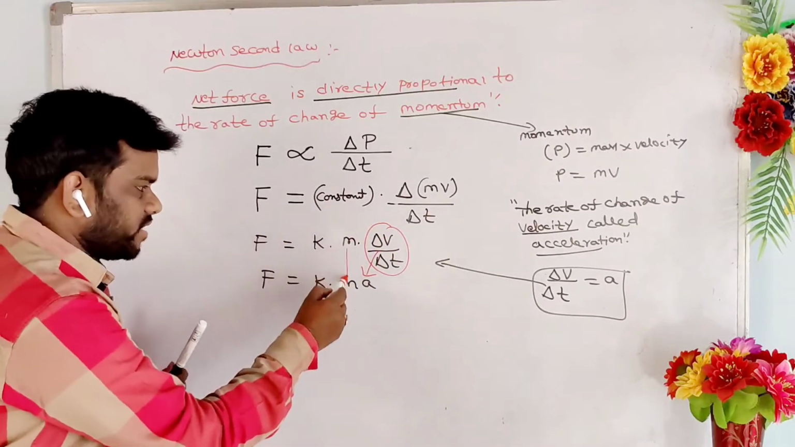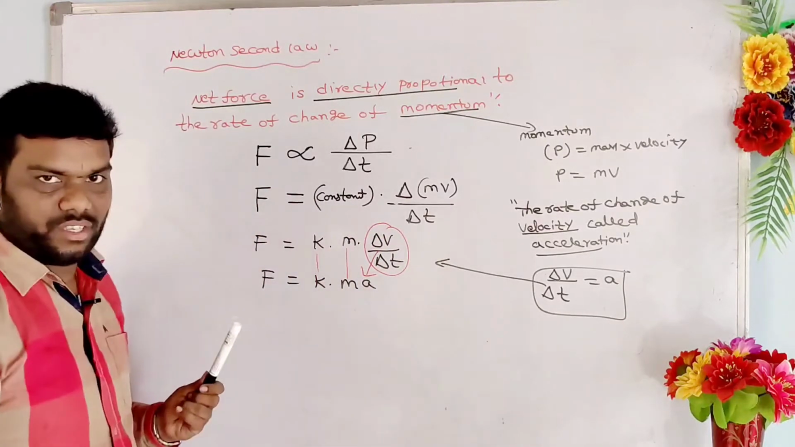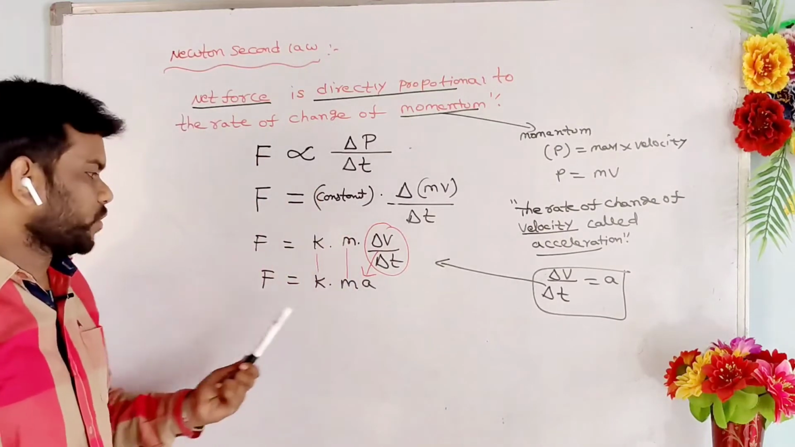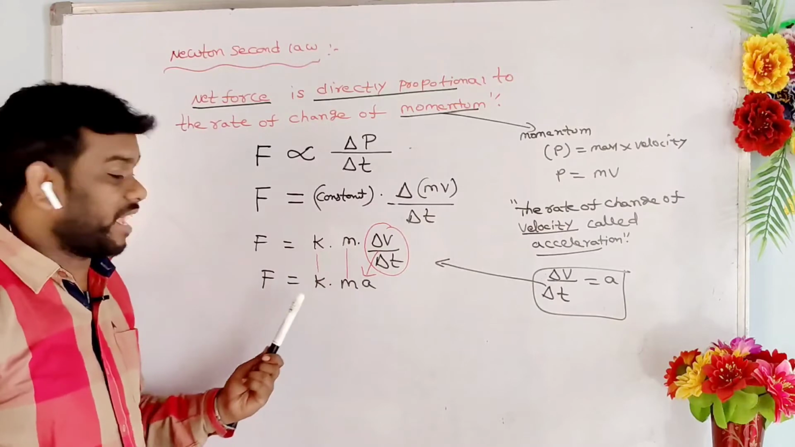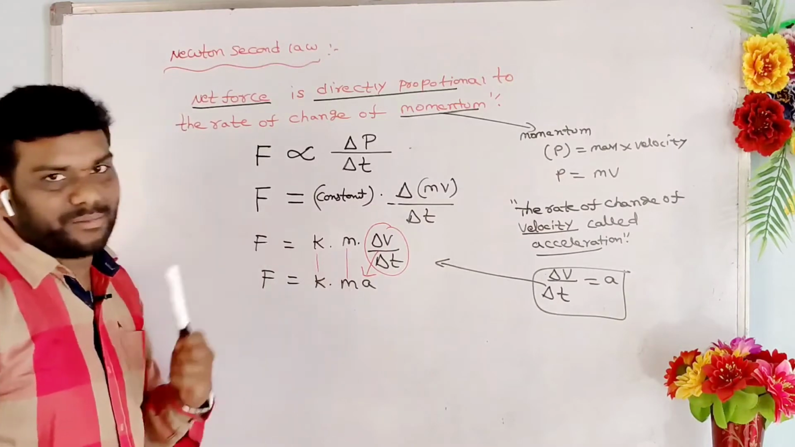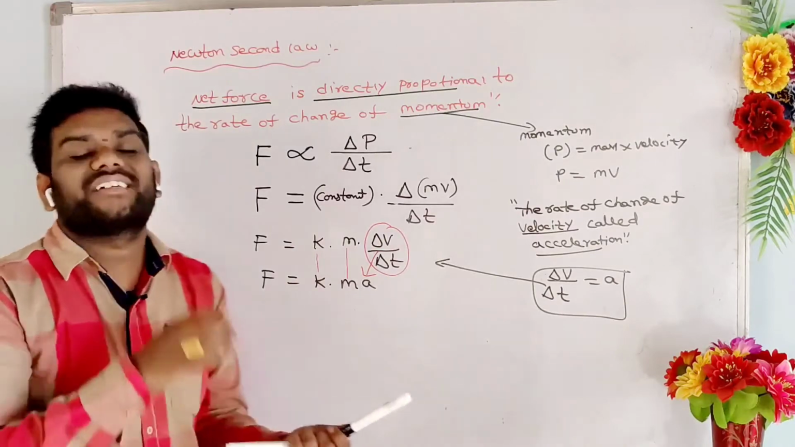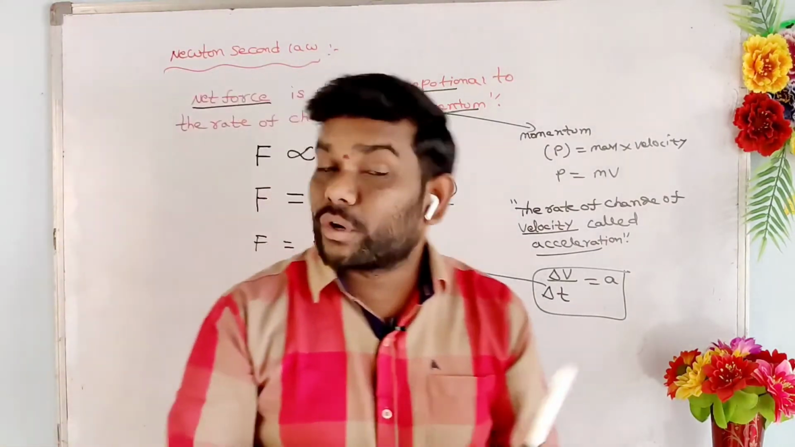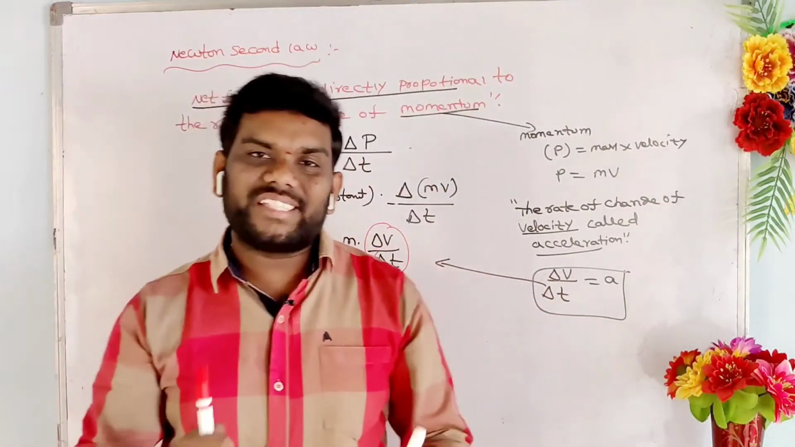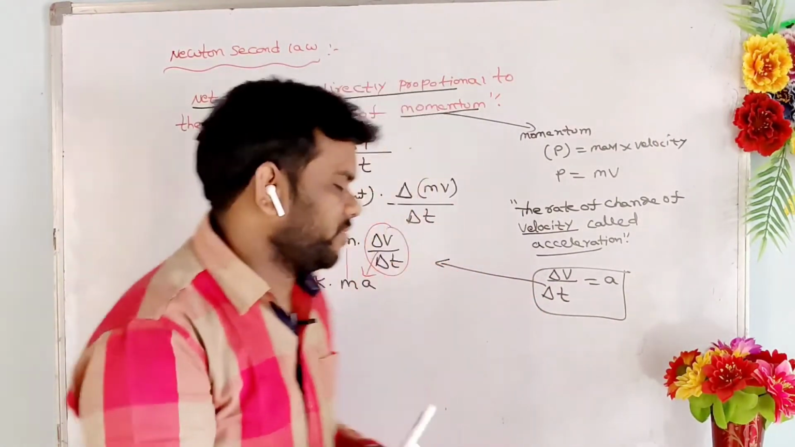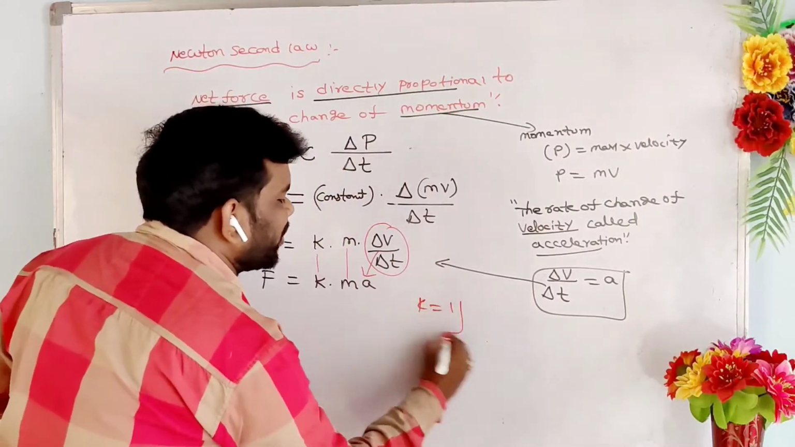So m as it is, K as it is. Then F is equal to K into ma. K means constant, m means mass, and A means acceleration. Students, here K is a proportionality constant. Put K is equal to 1. Generally we put K is equal to 1.